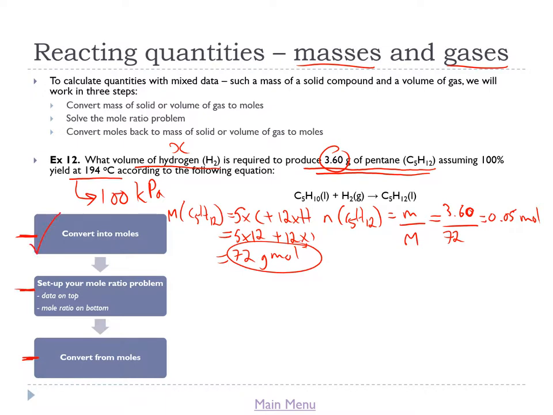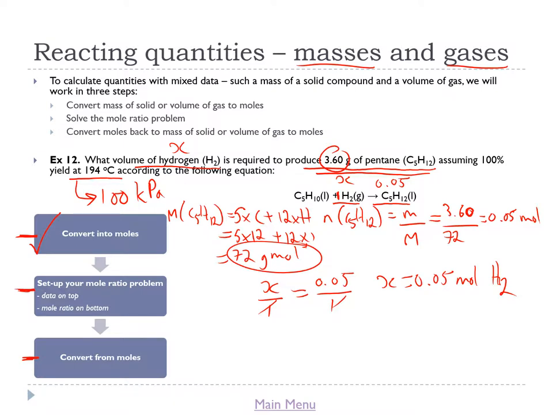Second bit we need to do is to set up our mole ratio problem, this bit here. So it's quite a simple one because we've just got one mole of each of our relevant substances, but we're going to do it properly anyway just because it's good practice. So we're going to say, remember, H2 is our x. So we're going to say x over 1, because that is the number of moles of hydrogen in the equation, equals, remember, we just found out that we had 0.05 moles of pentane, so it's going to be 0.05 over 1. Therefore, if we solve for x, we can cross those out, x is going to equal 0.05 moles of H2.